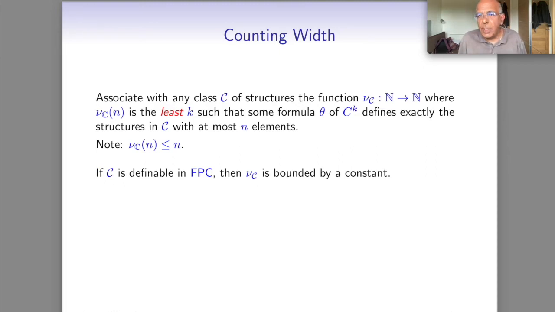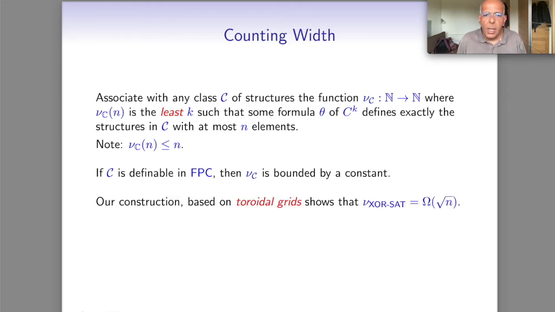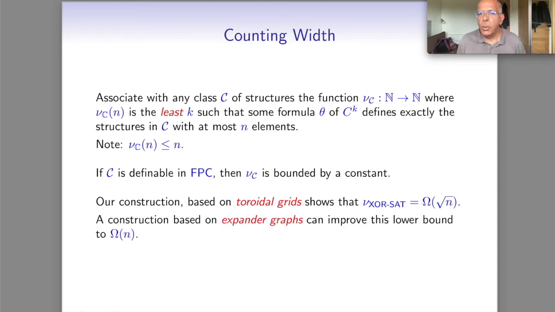For those classes definable in FPC, and more generally with the non-uniform versions we've looked at, non-uniform polynomial size symmetric circuits, I should say, and symmetric linear programs, this counting width is bounded by a constant. We have shown lower bounds. So I did this for the CFI graphs, but the same argument works for the problem XOR SAT. The counting width of the XOR SAT problem is at least square root of n by construction on toroidal grids. In fact, it can be pushed up to a linear bound by considering expander graphs instead.